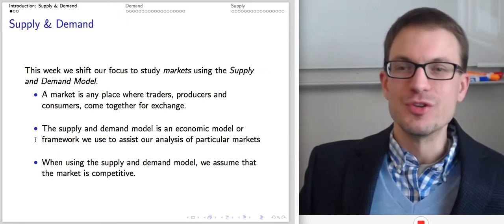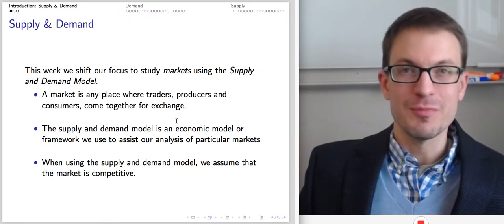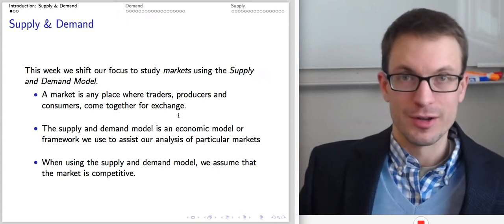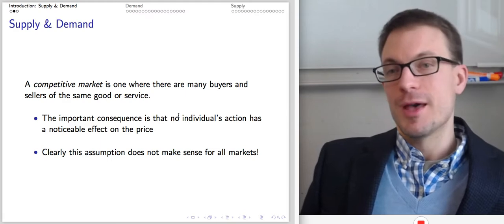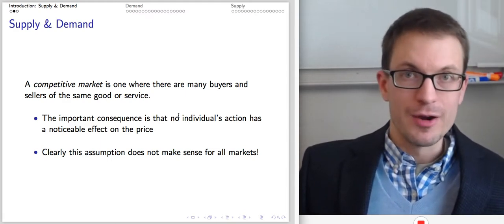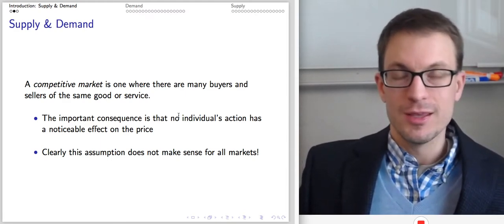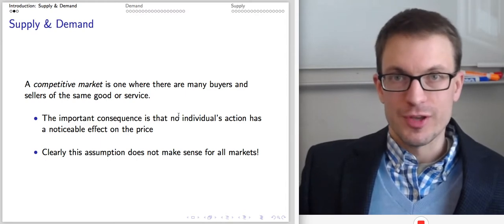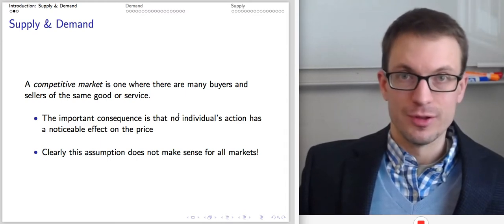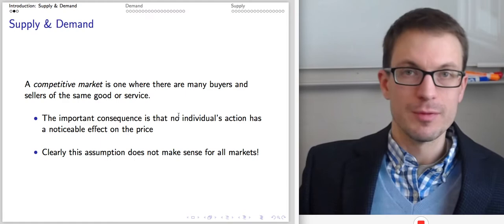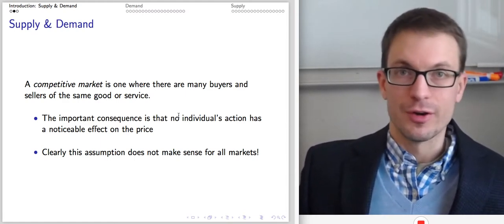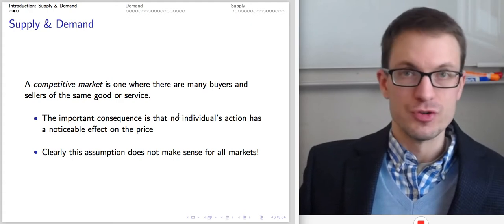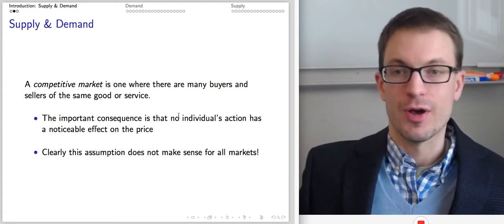When using the supply and demand model, we make some assumptions. The fundamental assumption is that the market is competitive. So what does that mean? Well, a competitive market is one where we've got a lot of buyers and sellers. And because there's so many, each individual's influence on the market as a whole is negligible. So no individual can influence the market by virtue of buying a large quantity or small quantity. No individual seller can swing the market price by virtue of bringing a large quantity or small quantity.